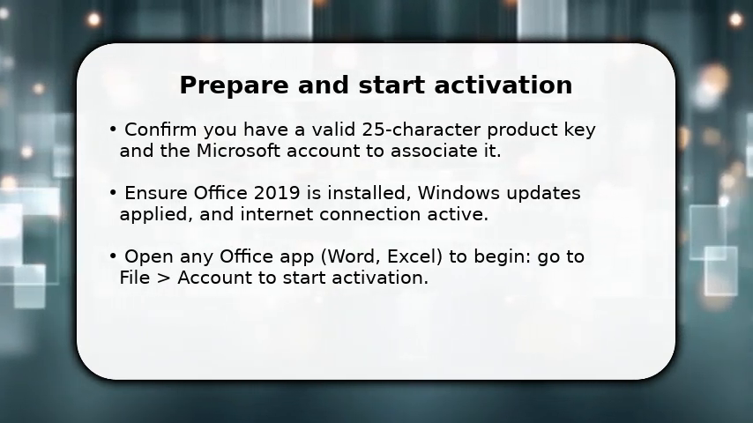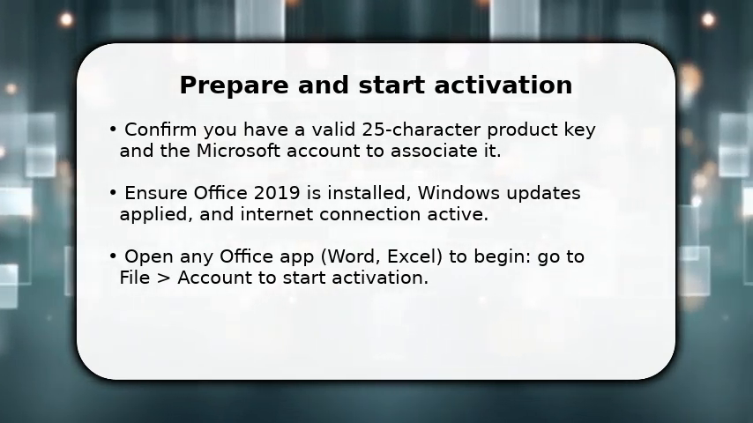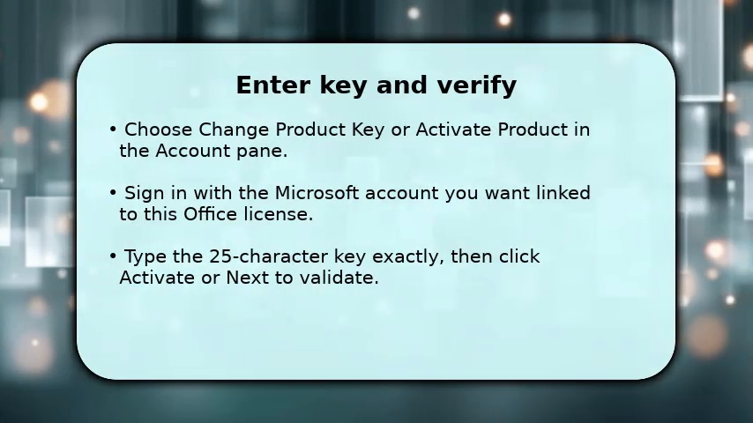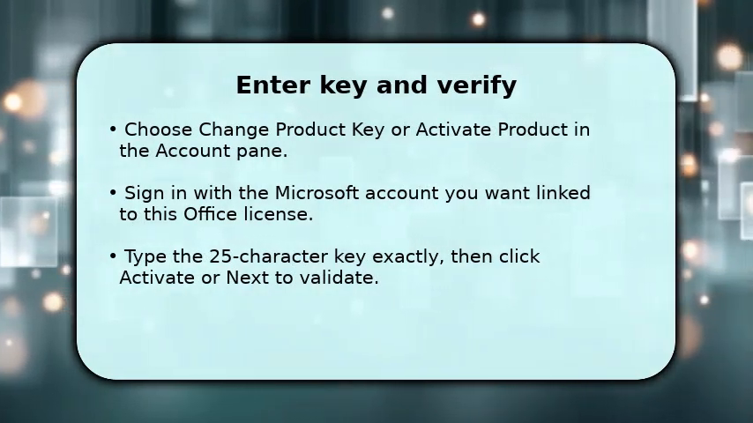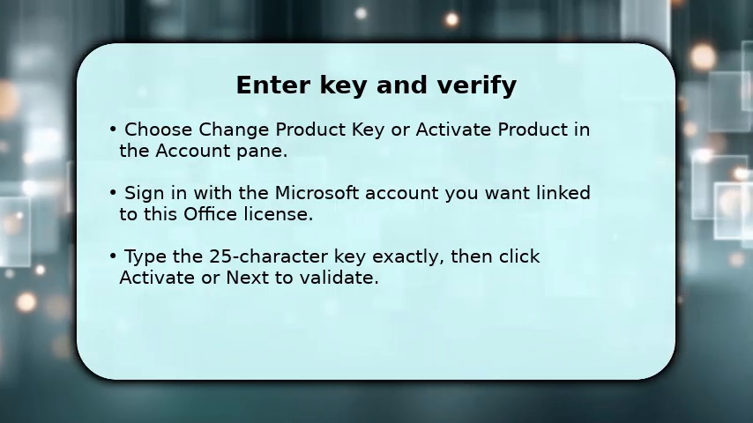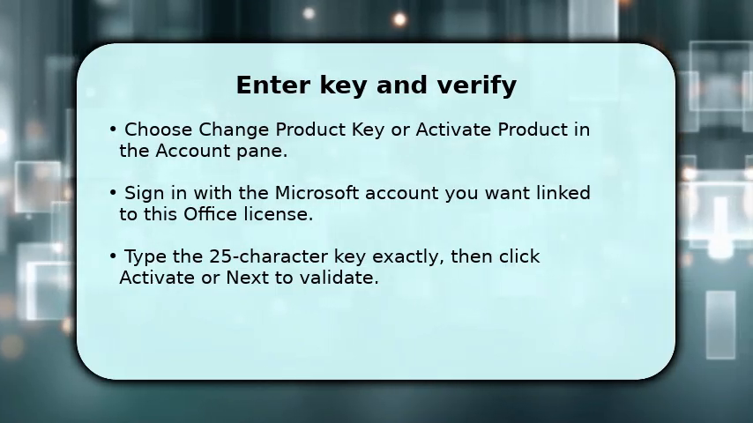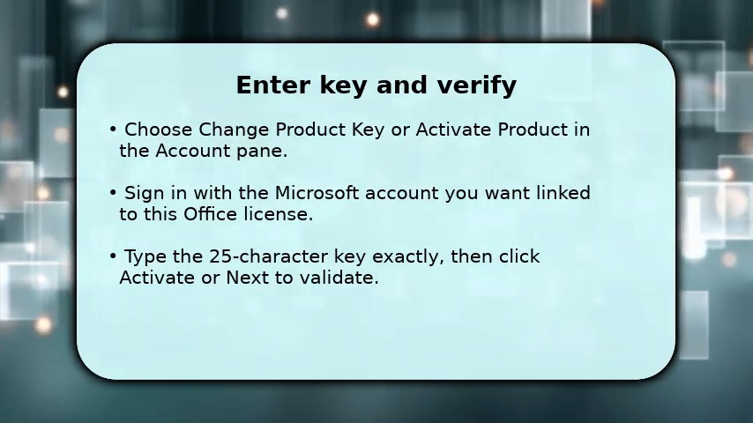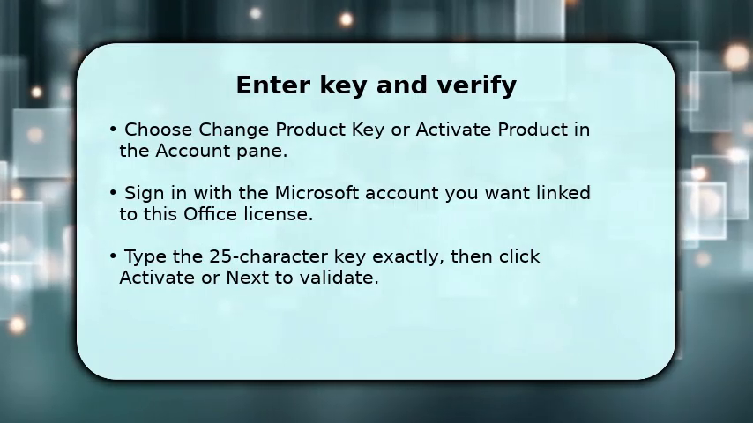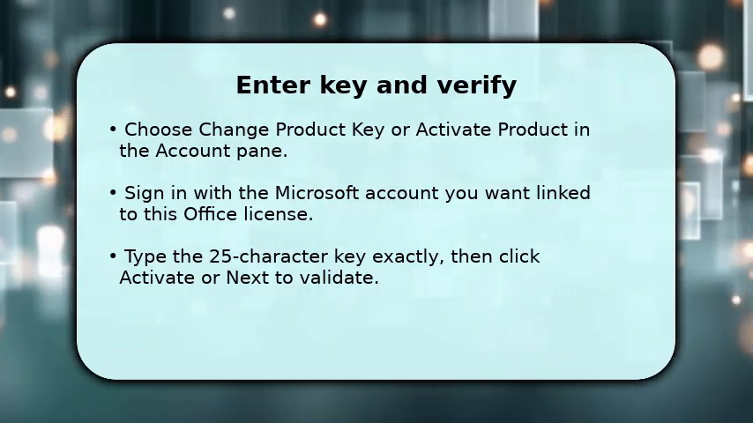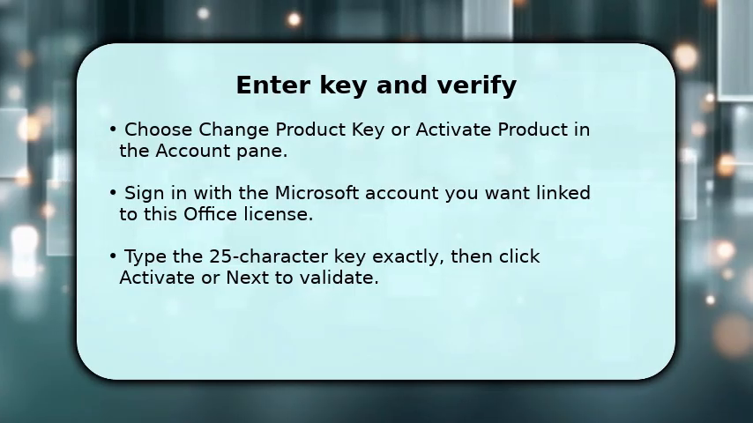After opening account, select Change Product Key or Activate Product and sign in with your Microsoft account. This ensures the license records correctly. Carefully type the 25-character key, use copy-paste if possible to avoid typos, and then proceed to validate. The activation step checks entitlement and applies the correct license to Office 2019.